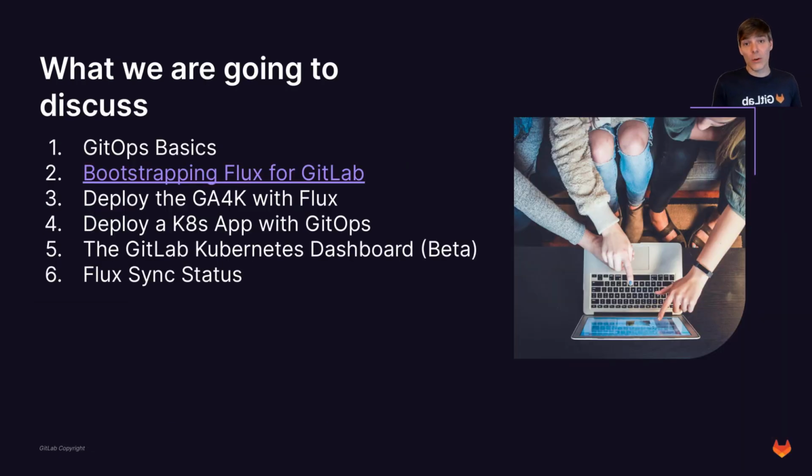So I'm quickly going through what we're going to discuss. I will put time codes in the video below, so you don't need to watch a section you're not interested in. We start with the basics. If you want to skip it, just go to the time code. But then we will have a hands-on look at bootstrapping Flux for GitLab. How does that look?